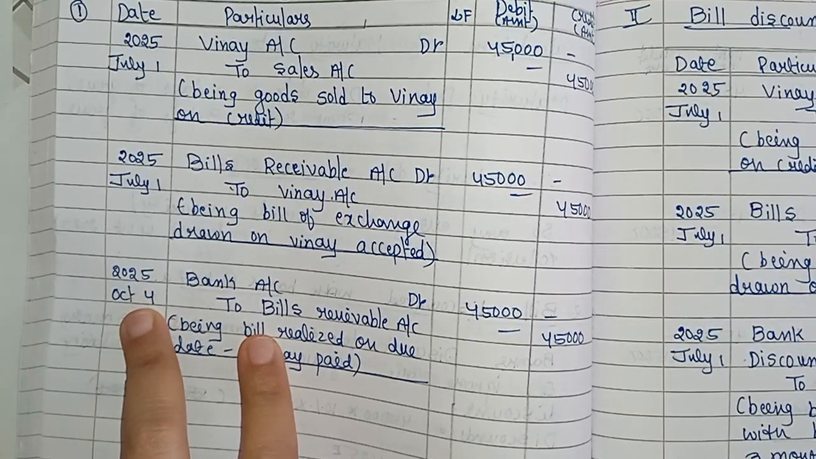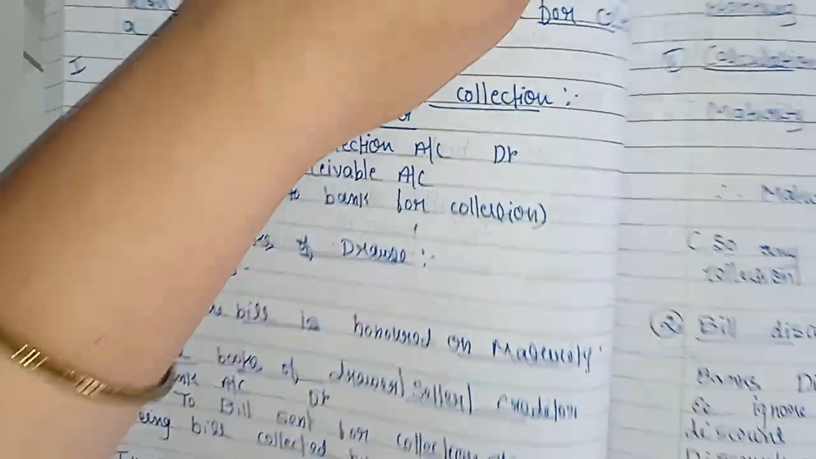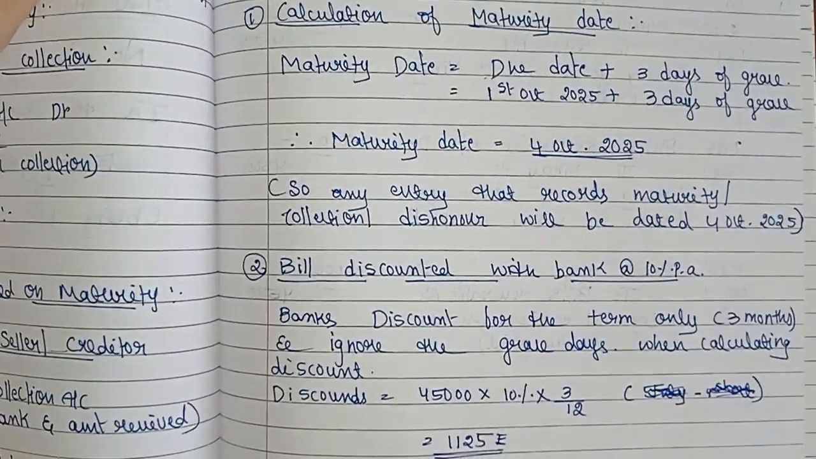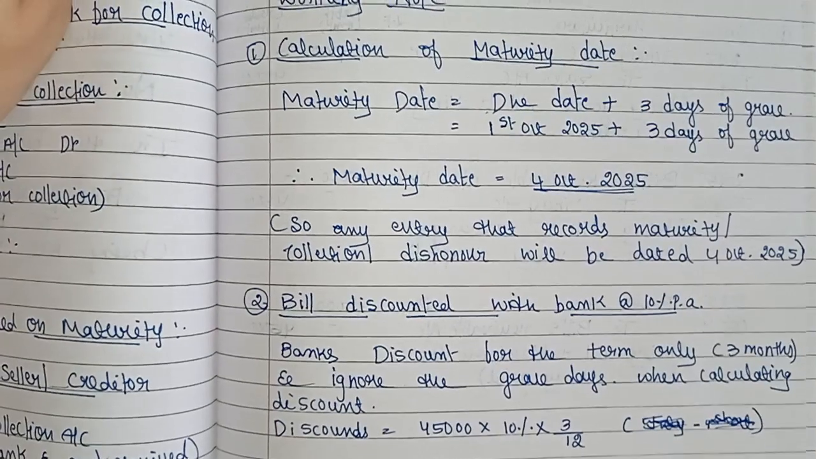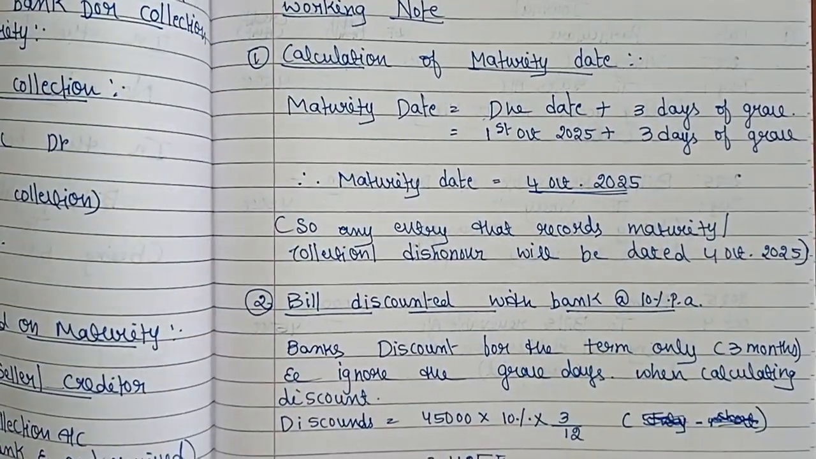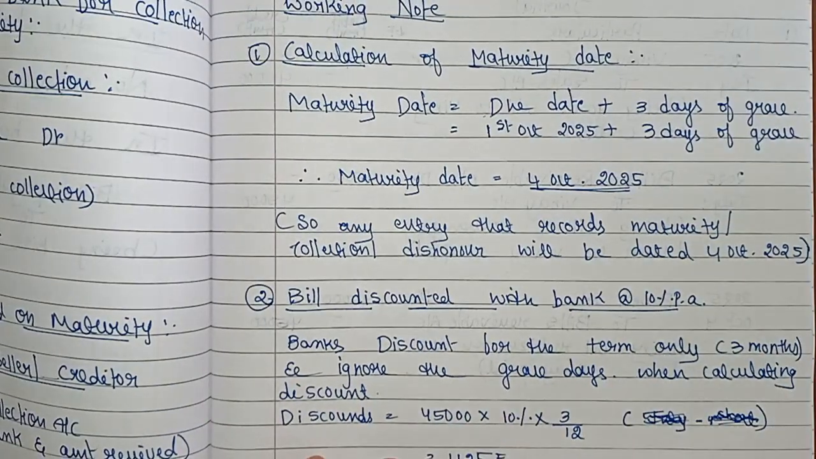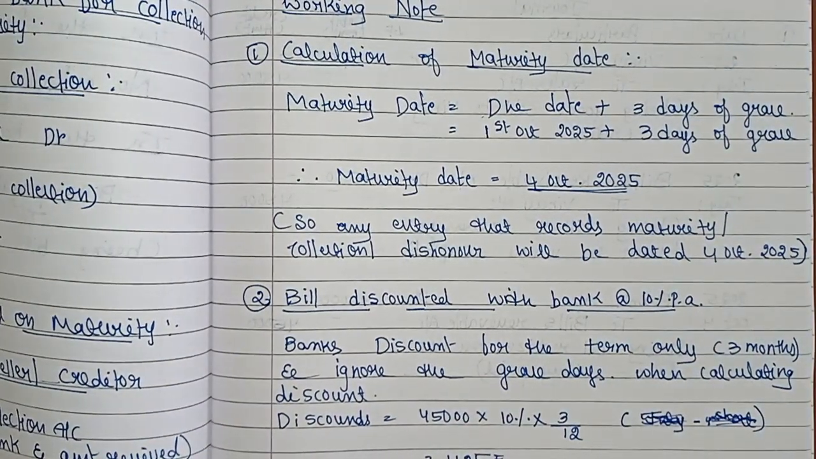How do we find out this date? See here, maturity date means what? In the last class we have already discussed maturity date, right? Maturity date means due date plus 3 days of grace. Maturity date equals due date plus 3 days of grace. Due date, it means what here?